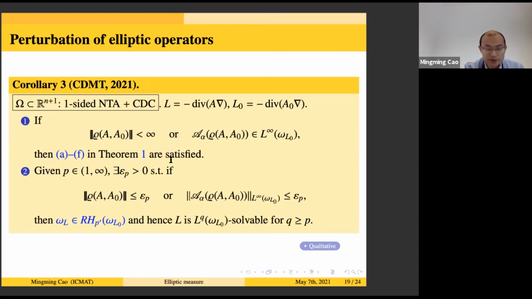Let us see the second conclusion. Given p bigger than 1, one can find a small epsilon such that if the Carleson norm is small, or the L infinity norm of the quadratic function is small, then omega L is in reverse Hölder Rp prime with respect to omega L0. This result was proved by Cavero, Hofmann, Martell, and Toro. Then using this result and our theorem, we get that L is Rq solvable for every q greater than p. Okay. The first result is called the large perturbation, which wants to maintain the A infinity property. The second one is called the small perturbation, which wants to get a better result, that is, omega L in a reverse Hölder class.